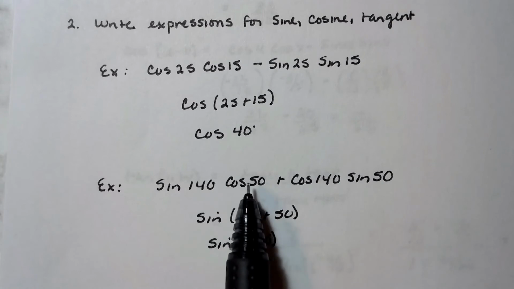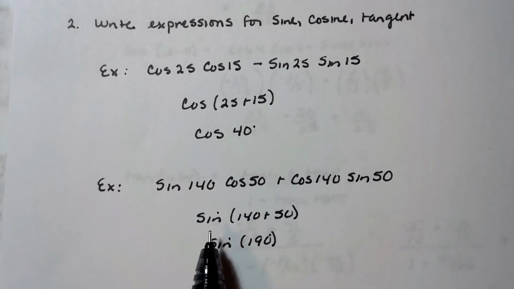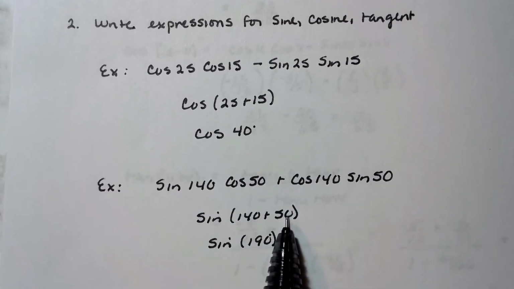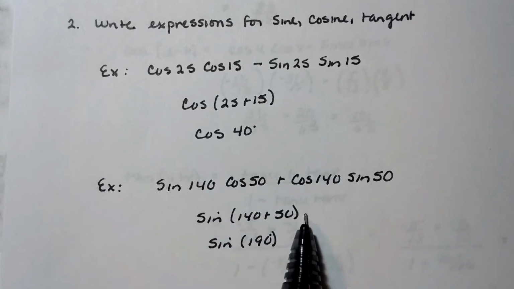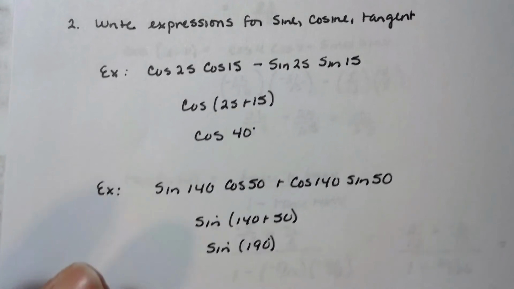This is going sine cosine plus cosine sine, so I know that's the sine of 140 plus 50 according to the formula. I'm taking the expanded version, condensing it down, and then just adding those two angles together, and that's it. I'm done. Nothing else to do there.